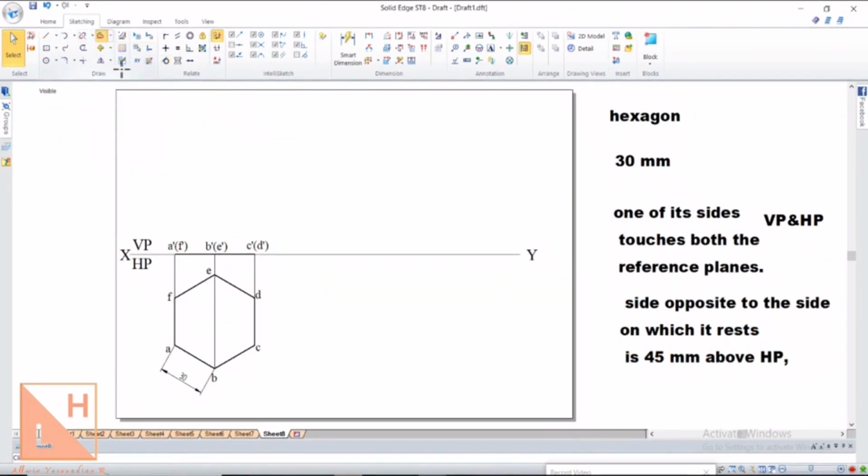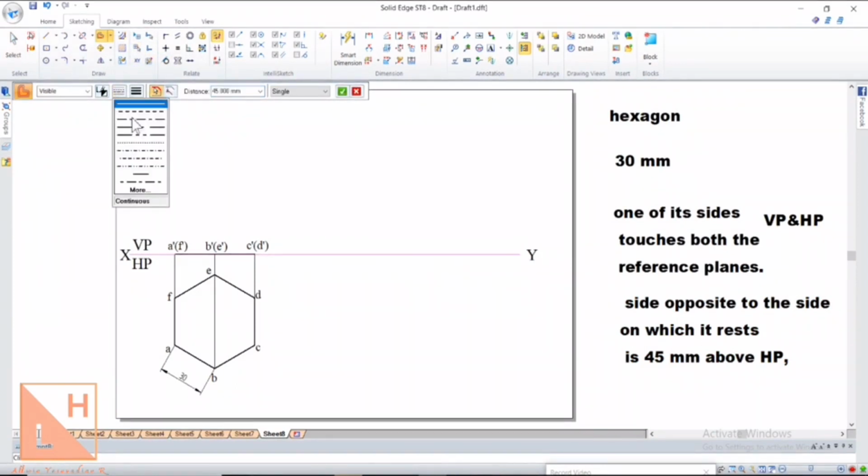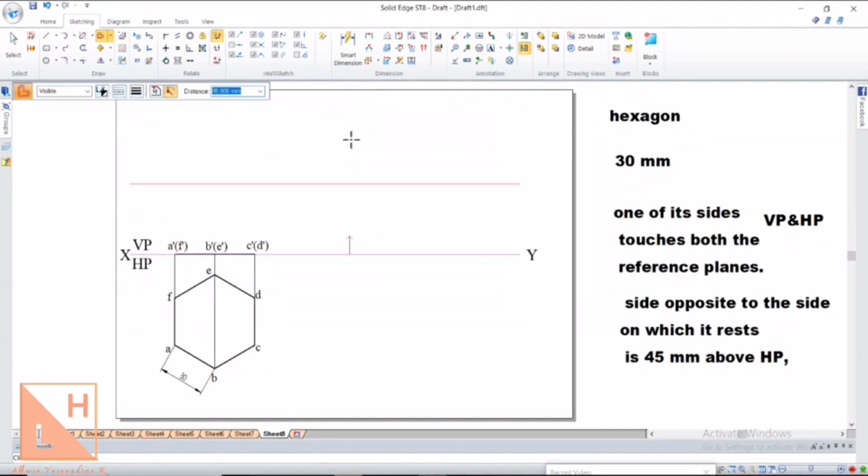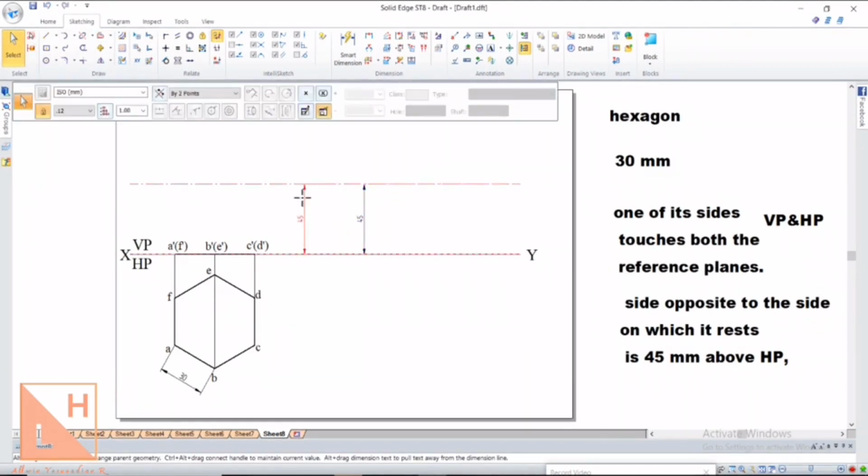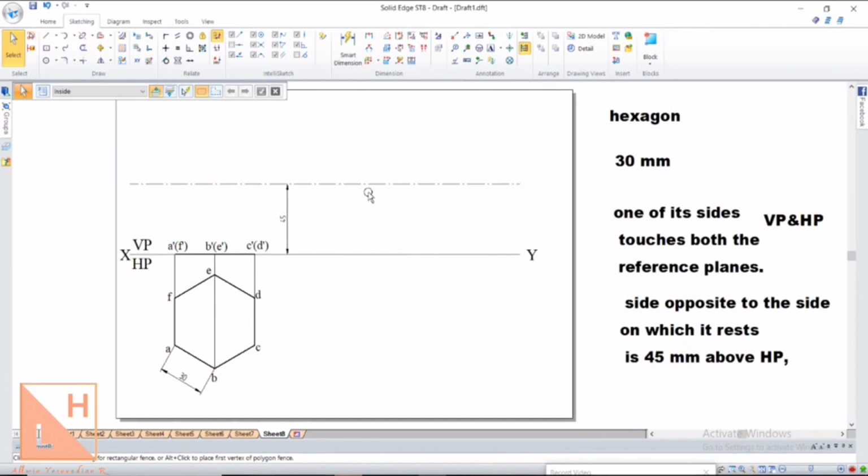So we'll draw a 45 mm line above the XY line. You can use a command called offset, which creates parallel lines. You can click on the XY line, select the third line type for the locus line and a thin line. The distance should be given as 45 millimeters. So now we have got a locus at a height of 45 millimeters in the vertical plane.